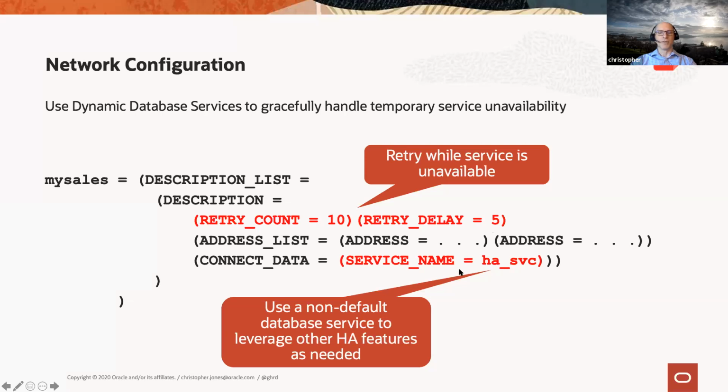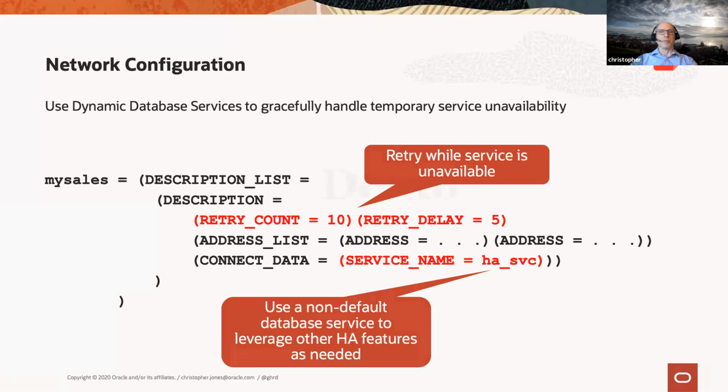If you're using service names, then we recommend using a non-default service name, because you're probably going to be changing the service to actually add those extra options, such as the application continuity, which are things which are controlled at the service level on the Oracle database side. And if you use the default service, you can't change some of those things.